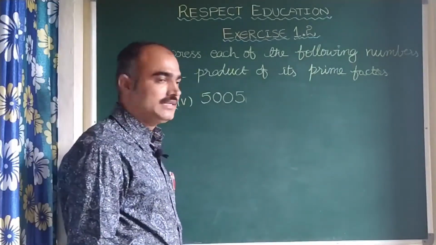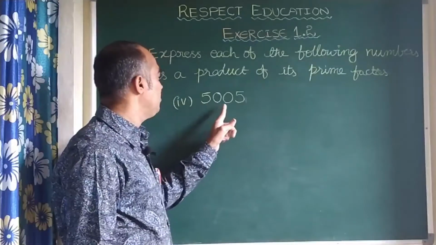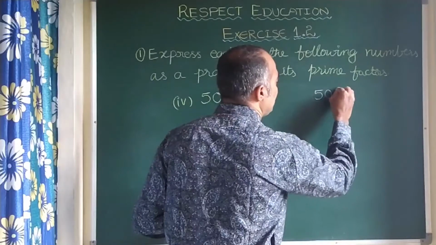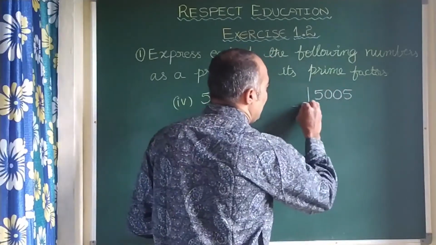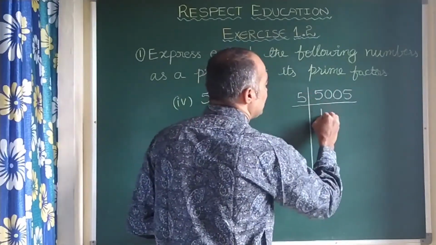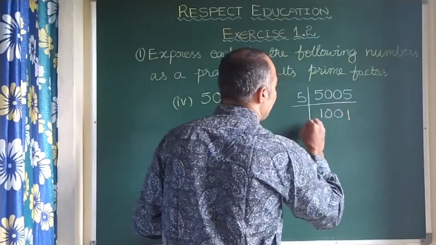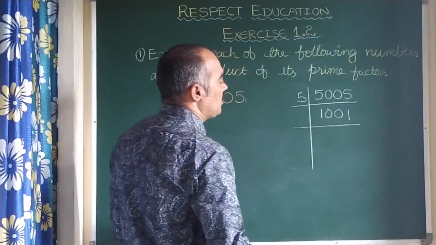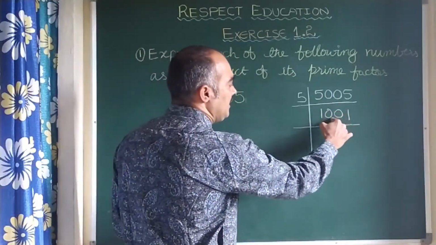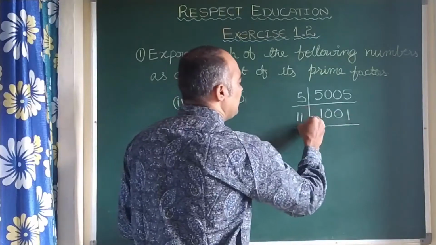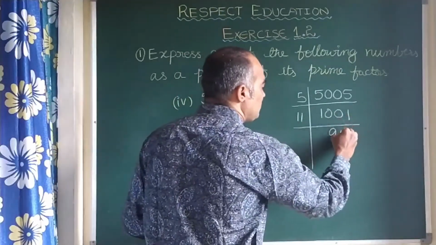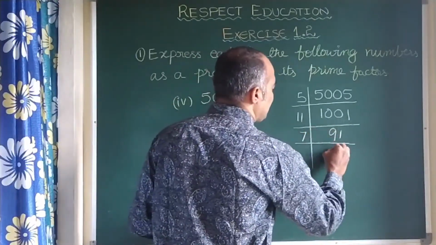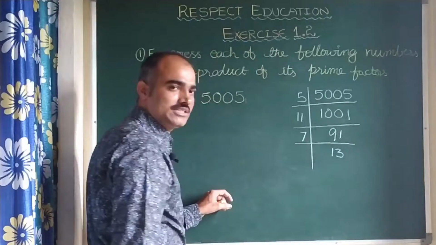Let us try the next bit, that is the fourth bit, 5005. So let us take 5005 and try with 5. It is 1001. Now here, by looking at that, why can't we try with 11? 11 9s are 99, so 1 is left. Yes, we can try. 11 9s are 99, 1 is left, so it becomes 11. So 11 1s are 11. Let us try this one with 7, 7 13s are 91. Since 13 is a prime number, we can stop here.